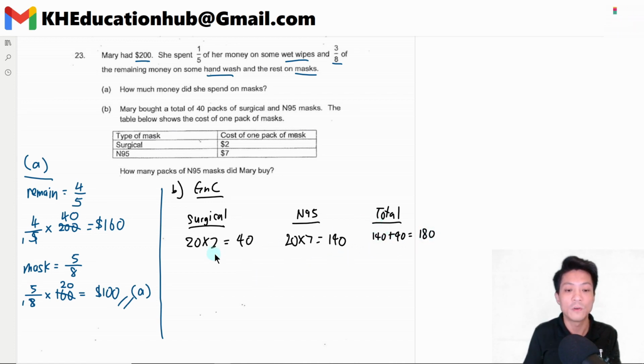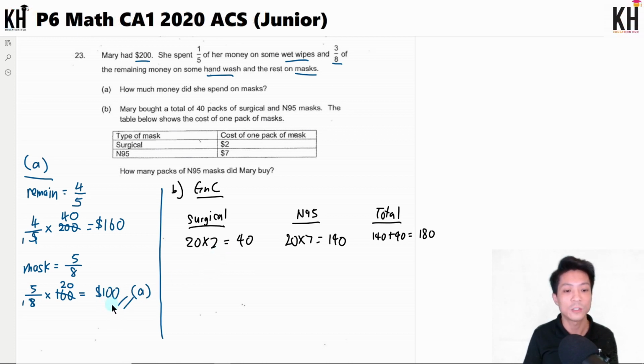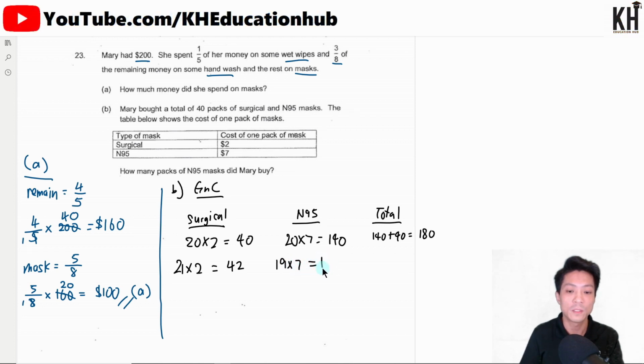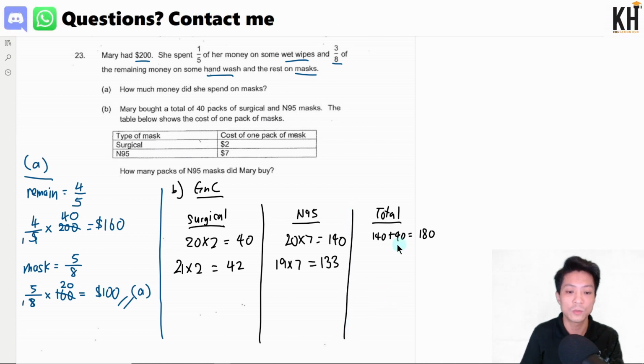Okay, which is definitely wrong because I need to have $100. So in this case, I'm going to increase the surgical mask 21 times 2 will be 42, and then I'm going to decrease the N95 to 19 times 7, which will give me 133. A line here, so total will be 133 plus 42, which is gonna give me 175.